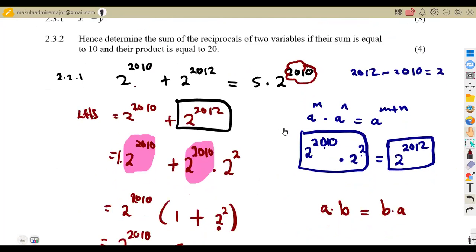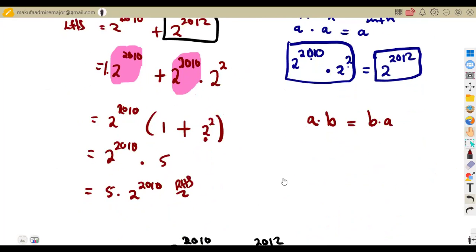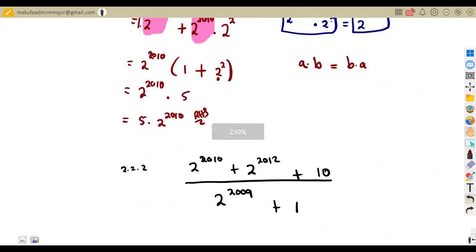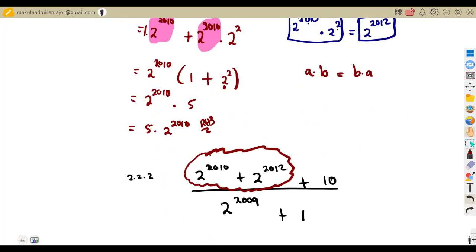All right, I want you to check something here. I want you to see something. If we check properly, in the question that we are supposed to answer, there is a 2 to the exponent of 2010 plus 2 to the exponent of 2012, which is the same as this one that we simplified before, and we got this as our answer.